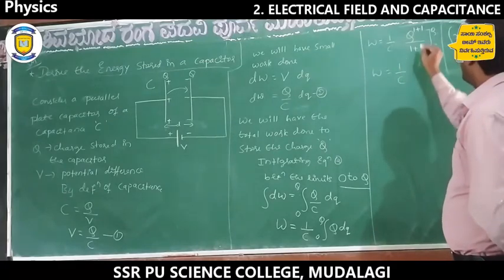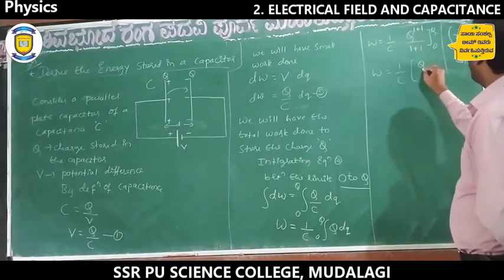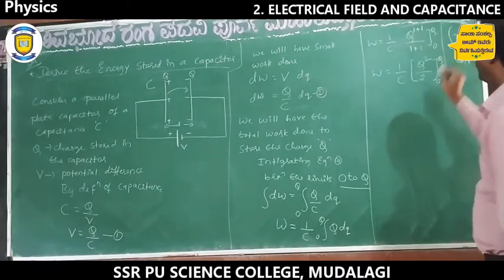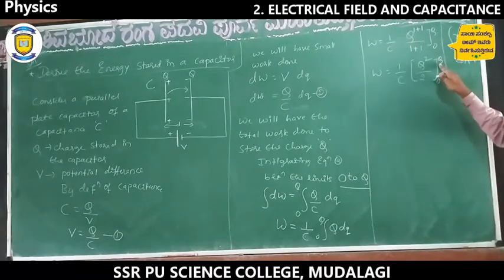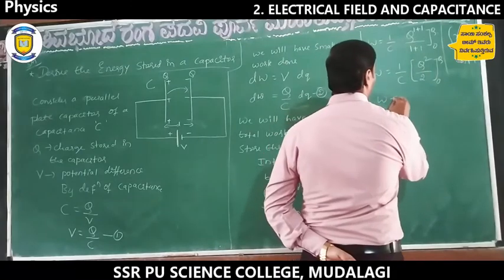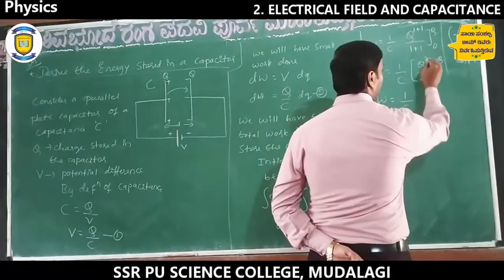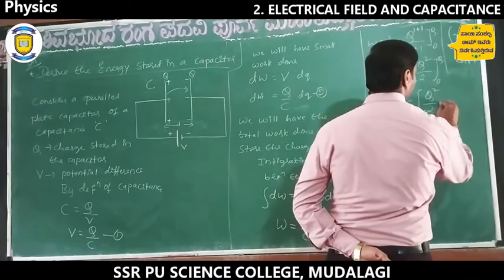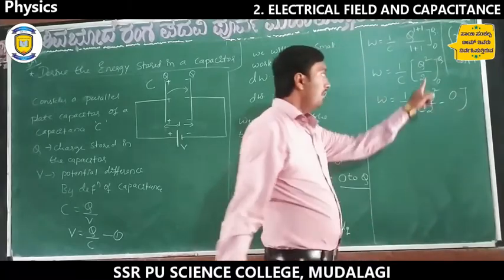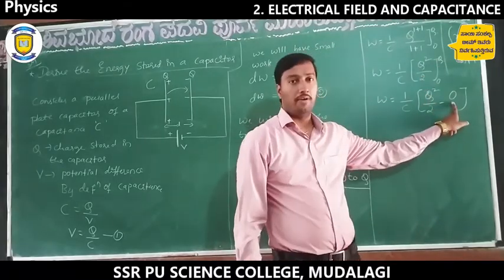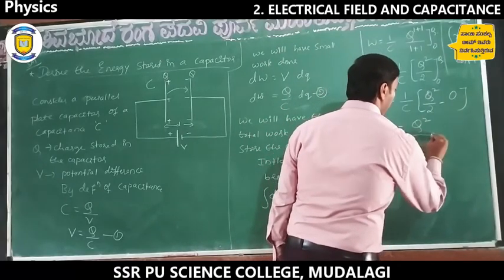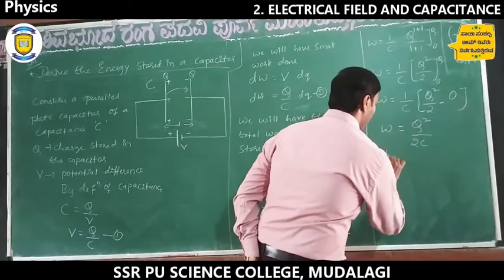1 by C, that is Q square by 2, from 0 to Q. Correct. So we substitute the upper limit minus the lower limit. So W is equal to 1 by C, Q substituted, Q square by 2 minus 0, because it is the upper limit minus the lower limit. So the work done is equal to Q square by 2.